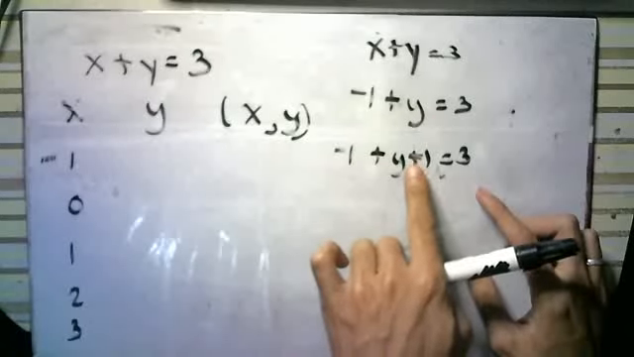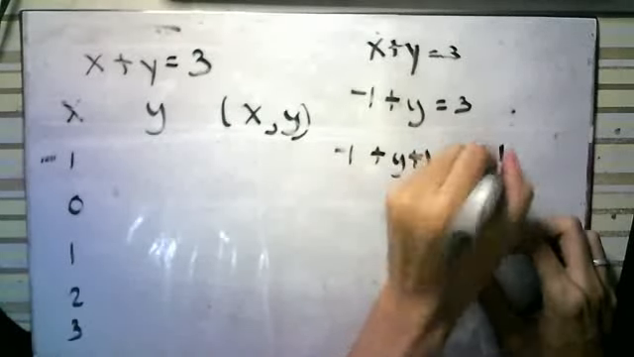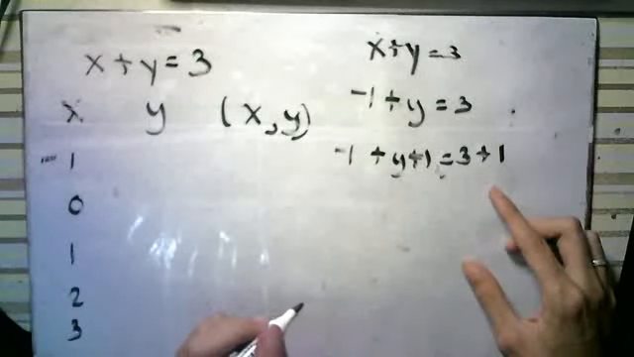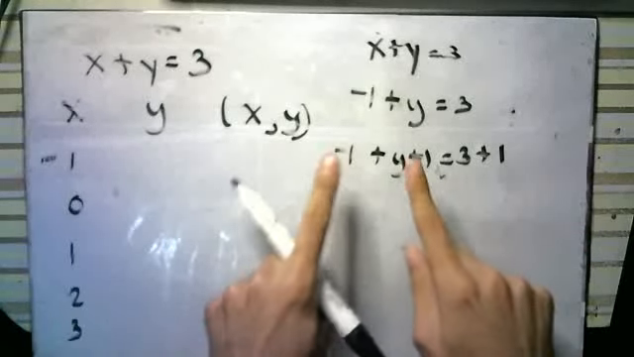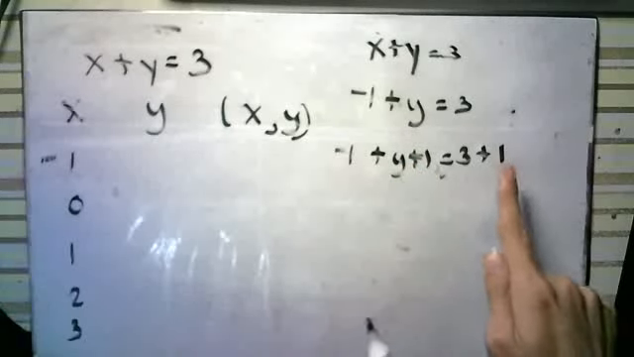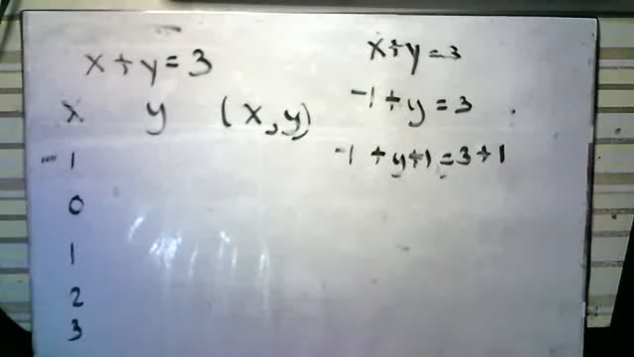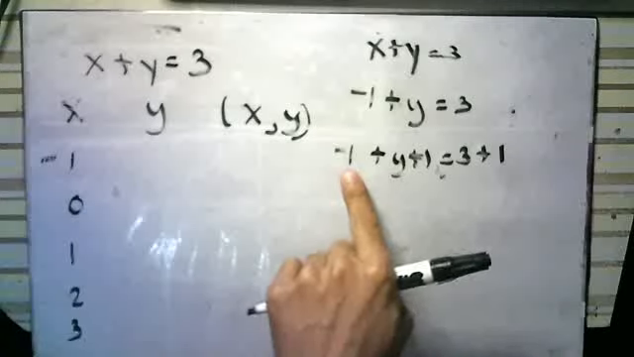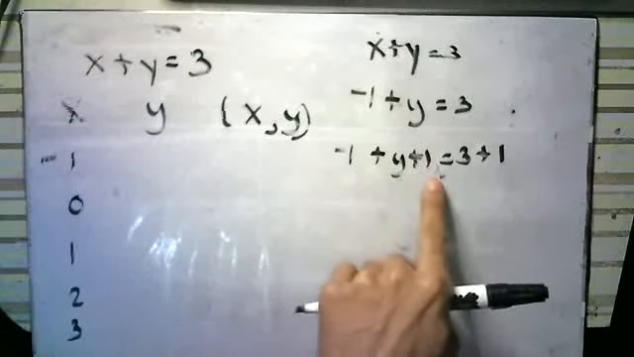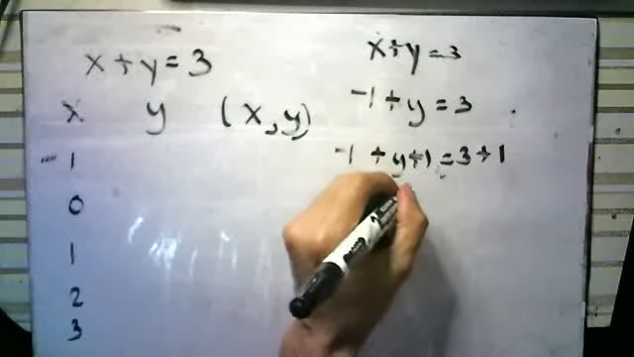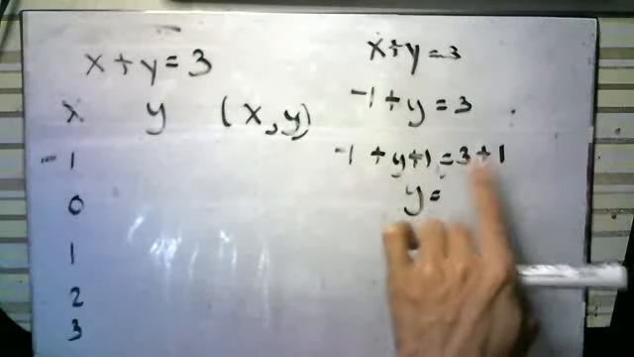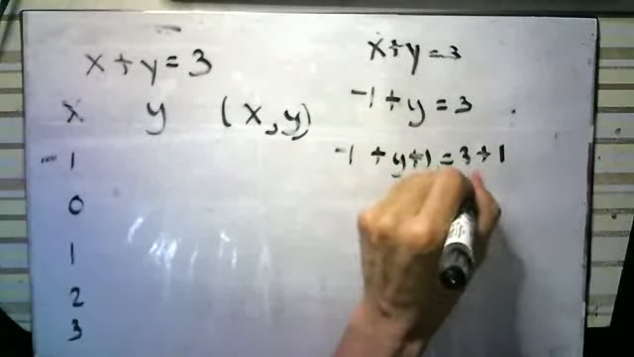Nag-add ka sa kabila ng isa, so mag-a-add ka rin sa kabila ng isa. And that is what we call the additive property of equality. Kung mag-a-add ka sa kabila, mag-a-add ka rin sa kabila. So, yan, pwede na natin gawing 0 si negative 1 because negative 1 plus 1 is equal to 0. So, matitira na lamang is y is equal to 3 plus 1, that would be 4.